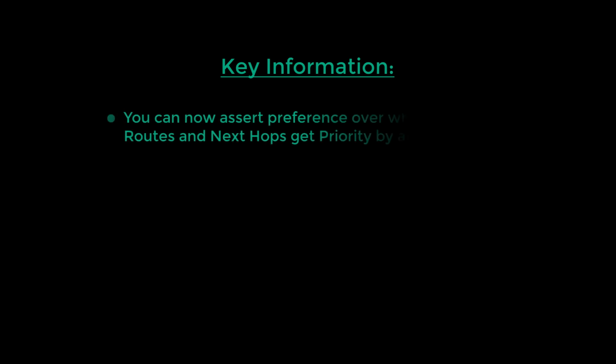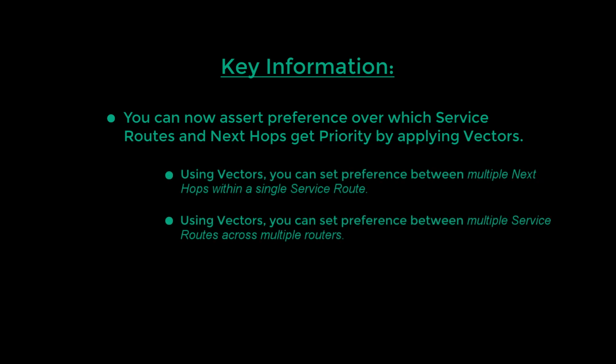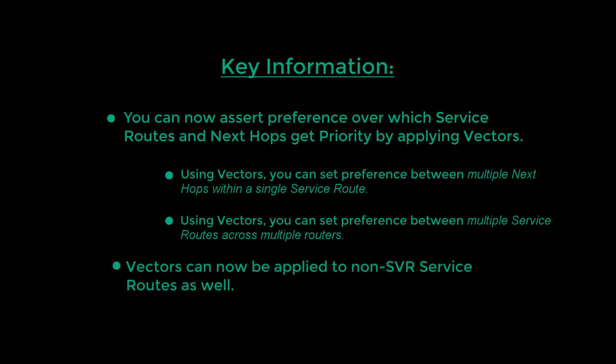In short, this feature allows the same service route to be available on two standalone routers and allows you to assert influence over which service routes get priority. Setting path preference across multiple next hops and across multiple service routes can be done with more convenience and ease using vectors. Therefore, this new functionality should be used moving forward when it comes to designing your service route prioritization and failover. Vectors can now be applied to non-SVR service routes as well.